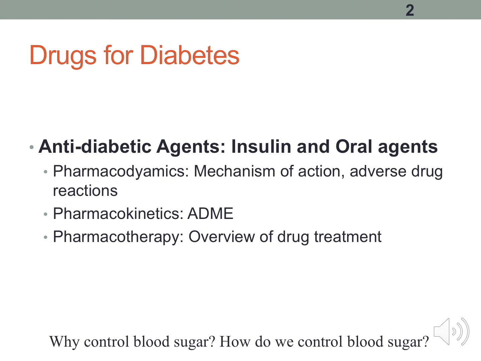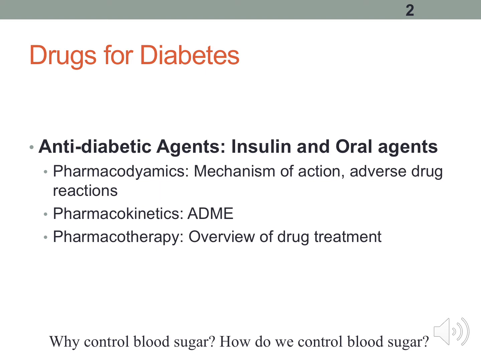When we begin to talk about insulin and the oral agents, we'll first talk about dynamics, or how the drug works. What is its mechanism of action? And what could possibly be the adverse drug reactions? Then we'll talk about drug disposition or pharmacokinetics. How are drugs absorbed, distributed, metabolized, and even excreted, or how they get out of the body. And finally, of course, you will be teaching patients how to take drugs, and so you need a strong background on pharmacotherapy.